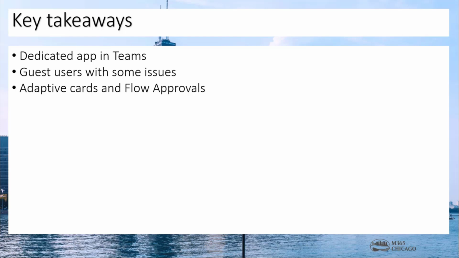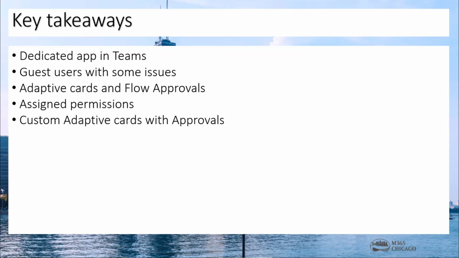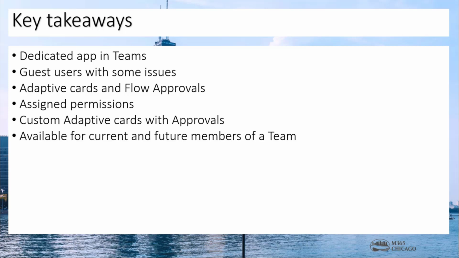This approval is sent as adaptive card to your Teams, so you can make some action directly from Teams. You don't need to switch to email, to different site, different tab, etc. By default, there are assigned permissions, so you don't need to think about anything. If you want to create custom adaptive card, you can do this, but you will lose the approval feature.